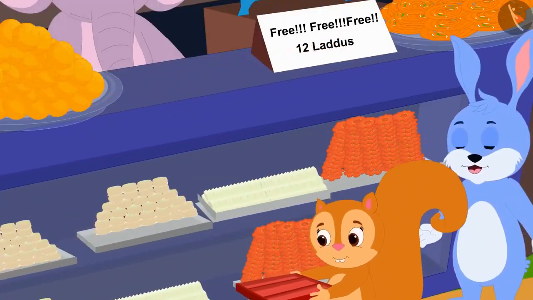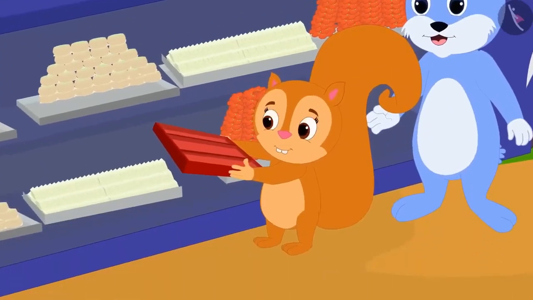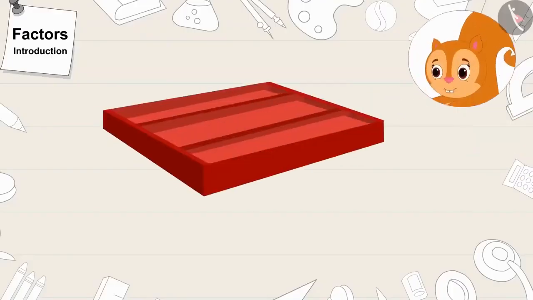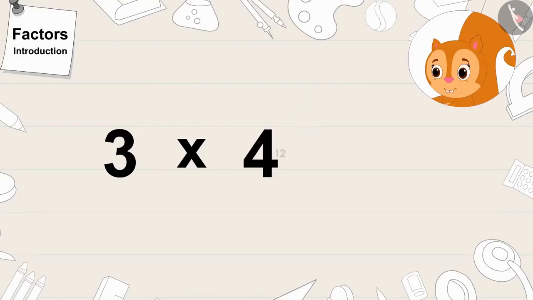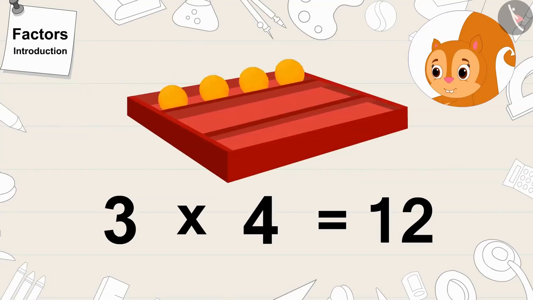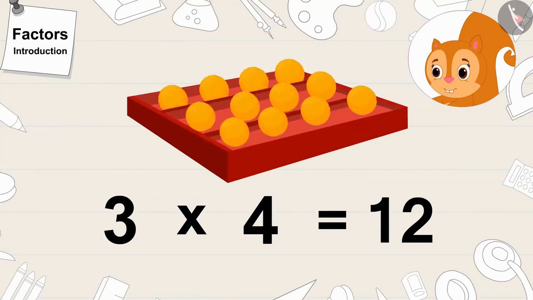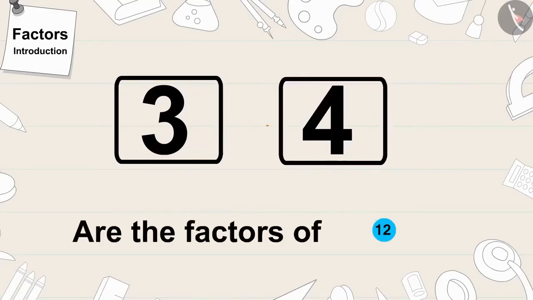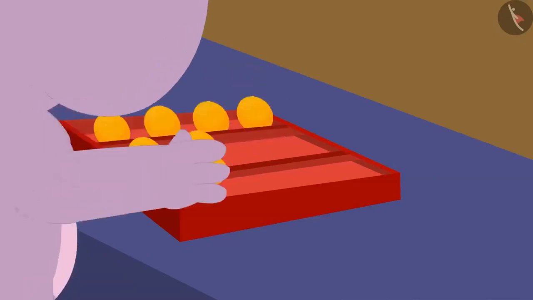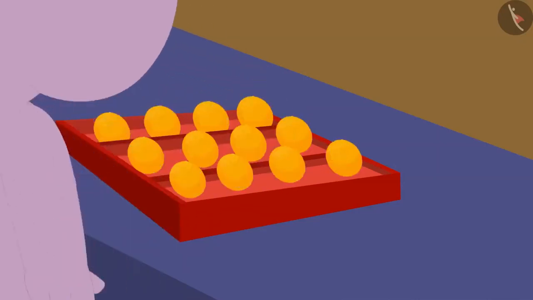Let's see who's next in the queue. Chanda is next in the queue. Chanda's box has 1 vertical line and 3 slots. Will 12 laddus fit in Chanda's box too? 3 times 4 is 12. Therefore, 12 laddus will also easily fit in Chanda's box. Or, we can also say that the numbers 3 and 4 are factors of 12. Appu filled 12 laddus in Chanda's box.